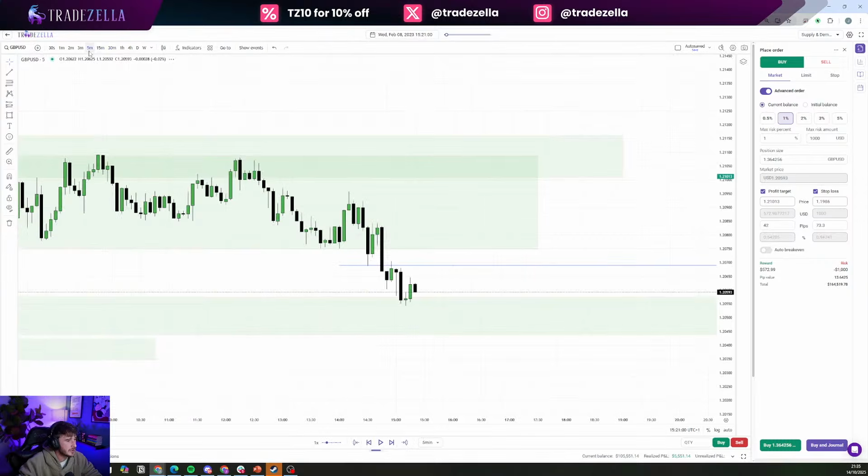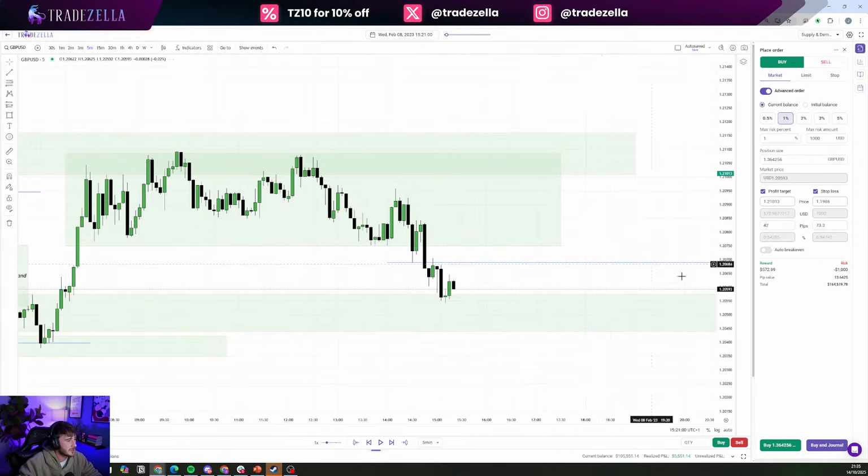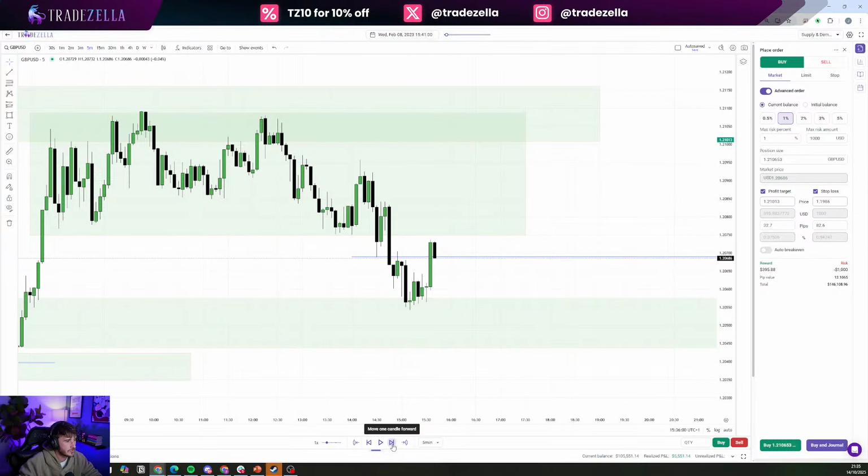Okay, so we're inside this area now. This is a 1 hour area, so we want to look for a 5-minute market structure shift. Let's see if we get one. Okay, there's our 5-minute market structure shift because we closed above this high.